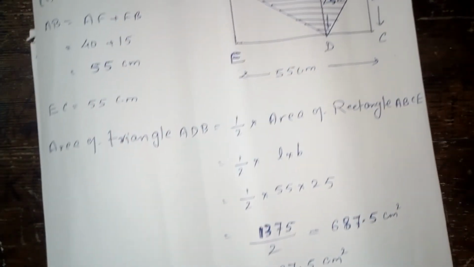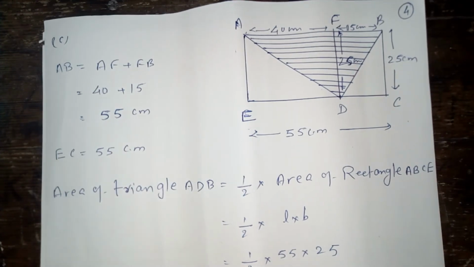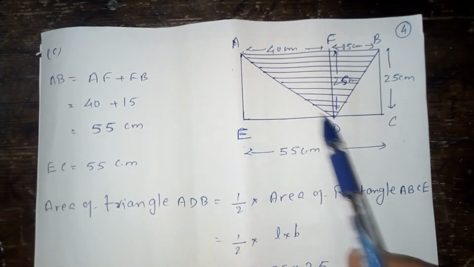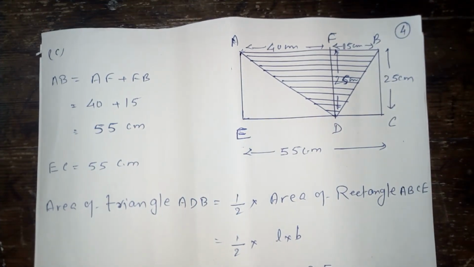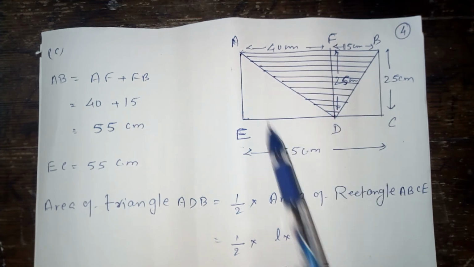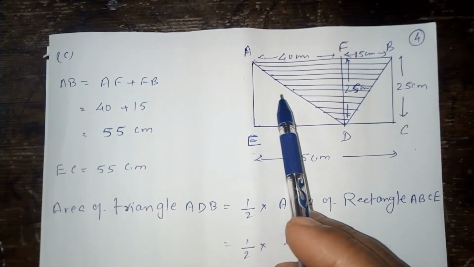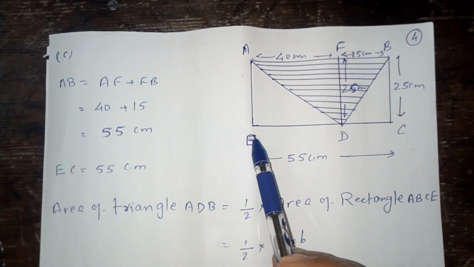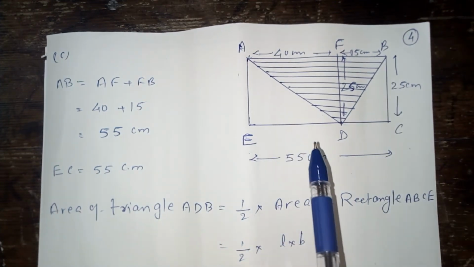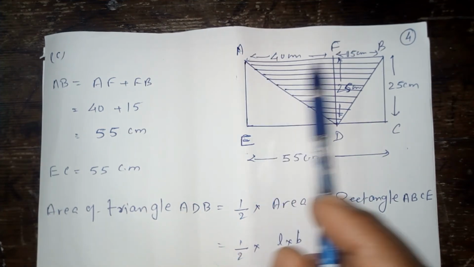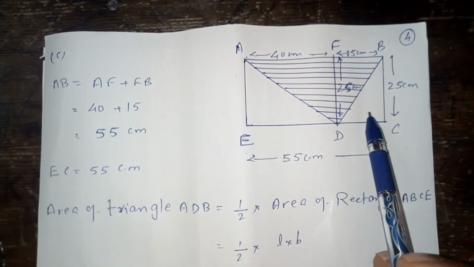Again, we will find out, for the next question, how will you find out the area of triangle ADB in this figure? Look here, in this figure ABCE is a rectangle, and this rectangle is divided into two parts. First is AFDE and second FBCD.